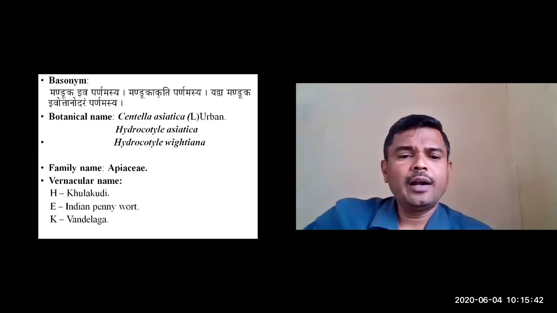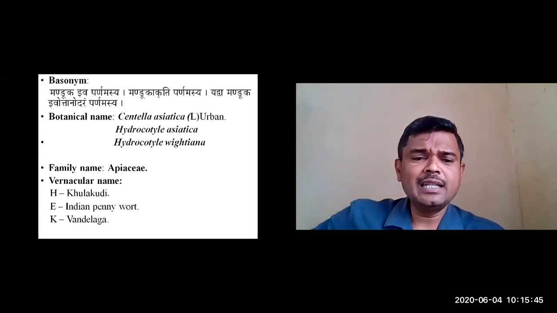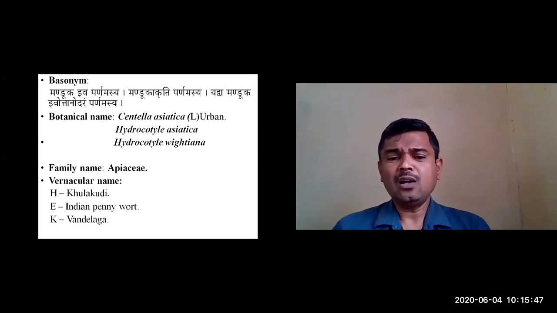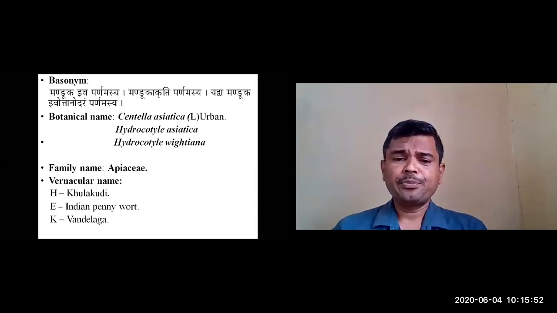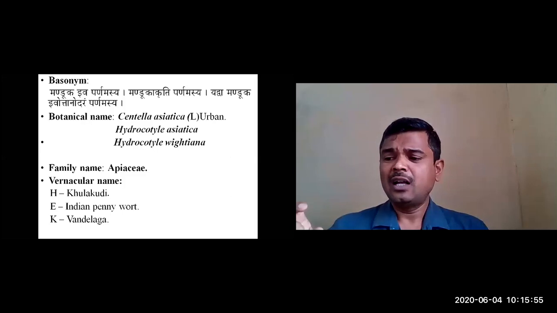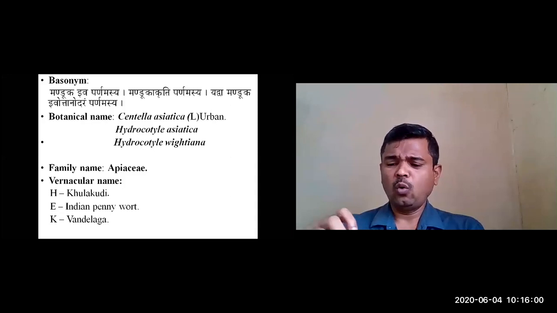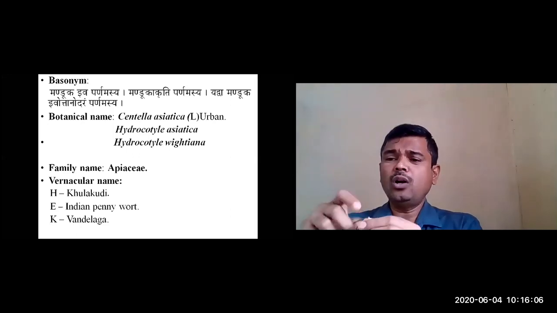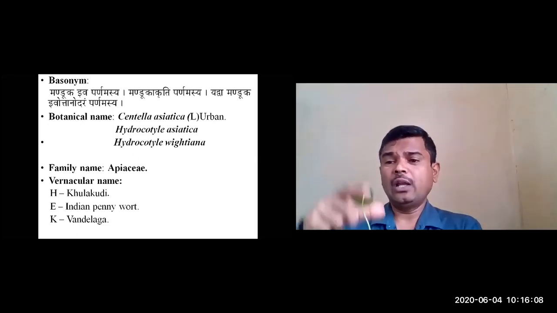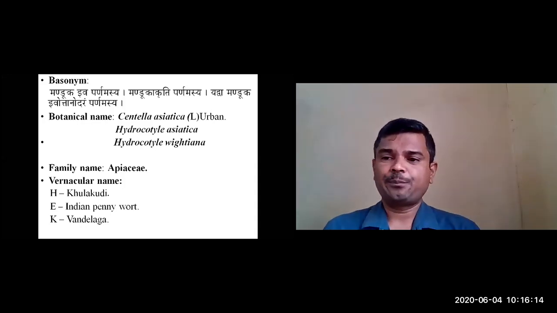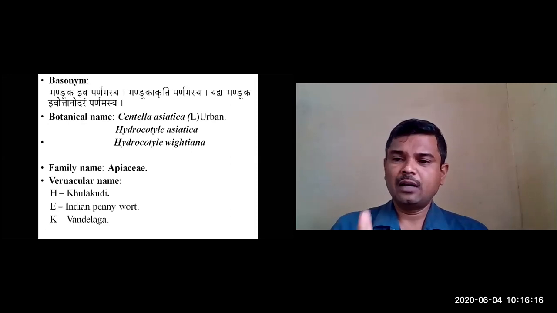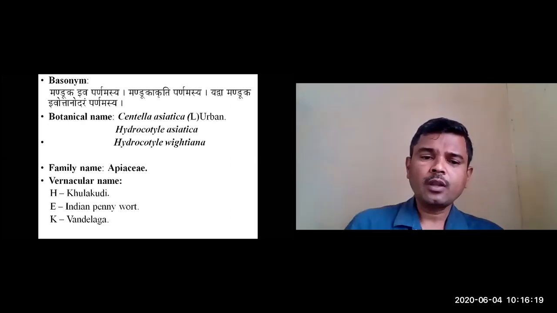Coming to the vernacular names, in Hindi it is called Kulukudi. In English it is called Indian pennywort. In Kannada, Vandelaga, because a single leaf will be present. At an earlier stage, from the node only one leaf will come, but later when it develops, 3 to 5 leaves come from the single node. That's why they say Vandelaga, saying only one leaf will be present.